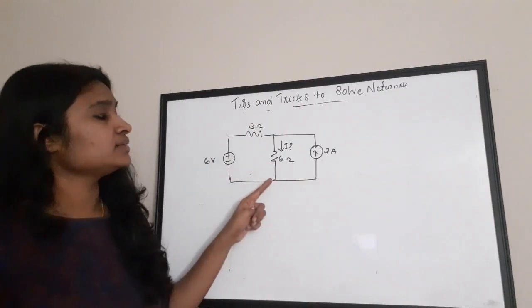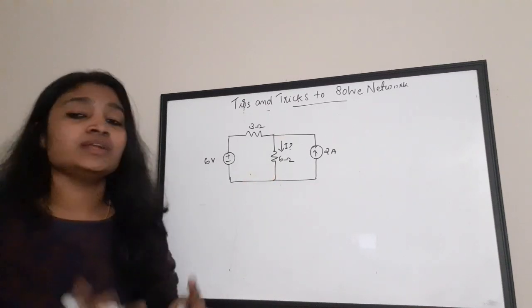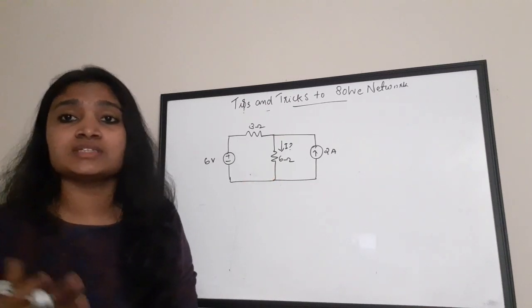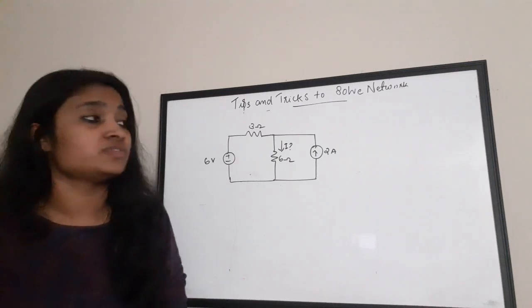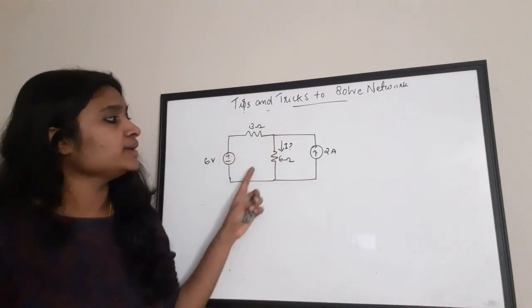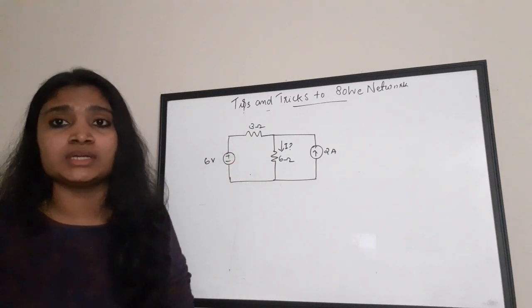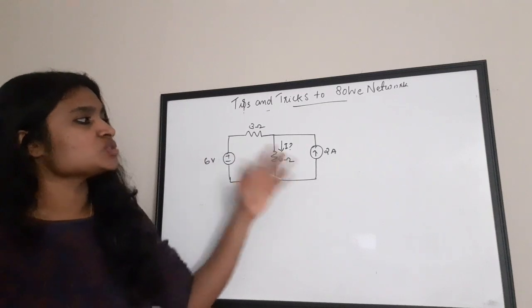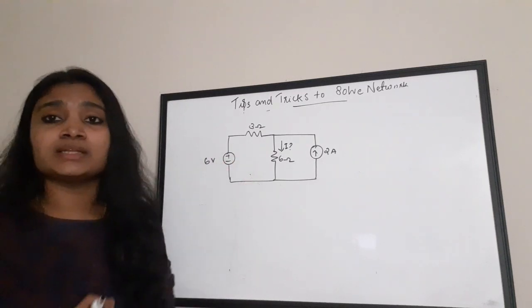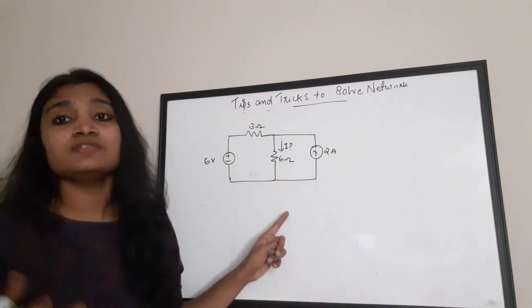We need to find the current value through this 6 ohm resistance. So how will we normally find this value? That is, how can we normally solve this? By either applying the nodal analysis for this node or applying KVL, Kirchhoff voltage law, or Kirchhoff current law, we can do it, right? So how can we simply do such questions? We can apply the superposition theorem in order to simplify these questions much faster.